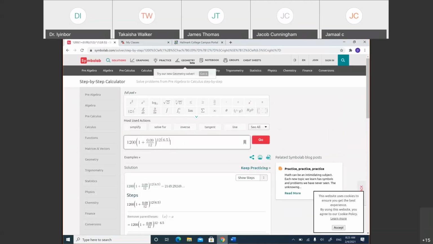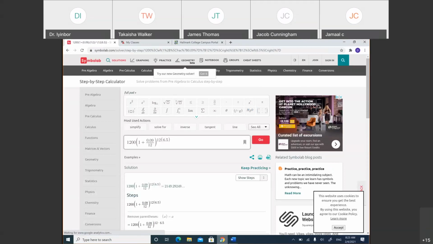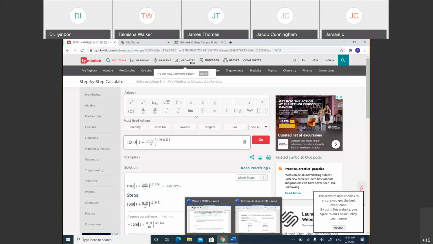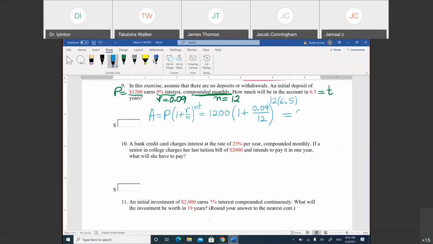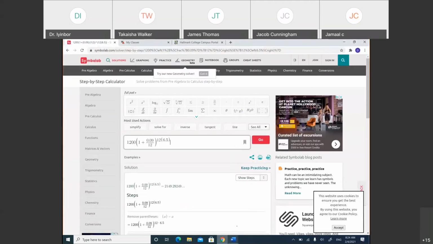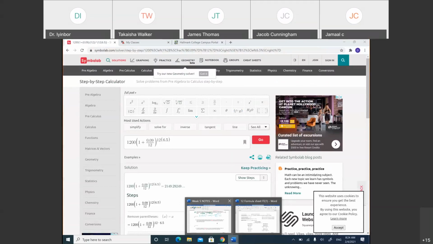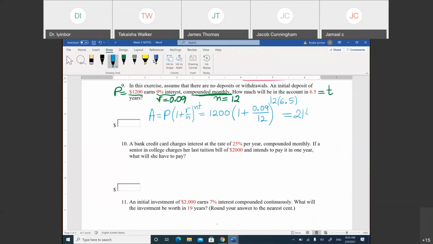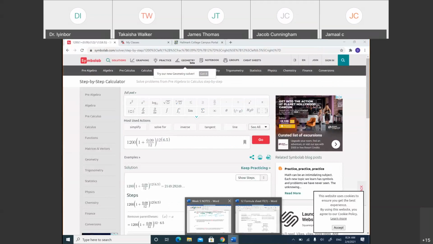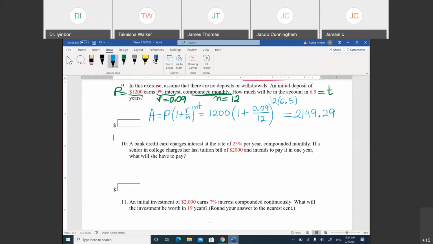And then we have to round it. So here we have 2149.29 and a 2 after that, so we're just going to cut it to 29. Okay, so my answer is 2149.29. Just double check it. So this is going to be my final answer.